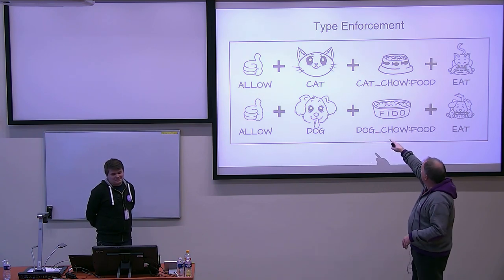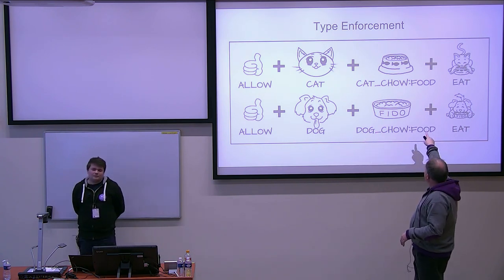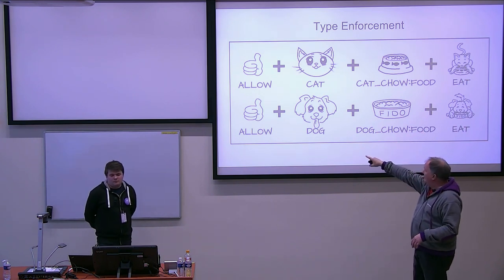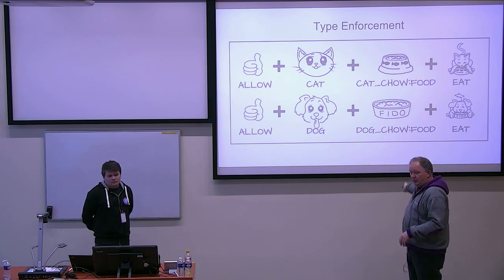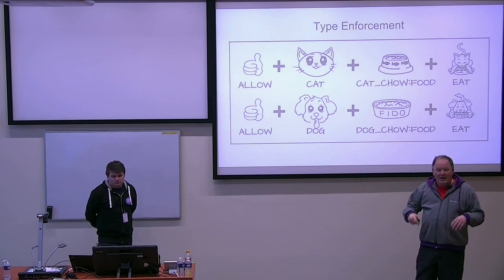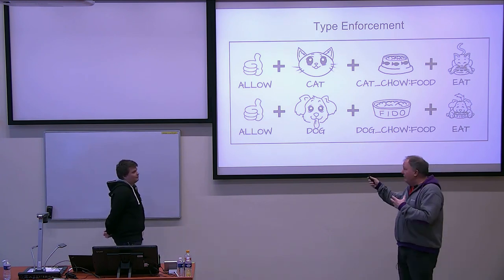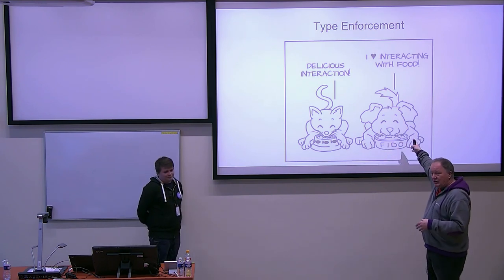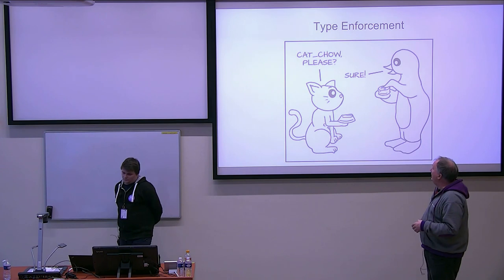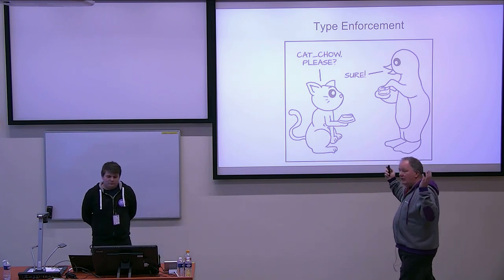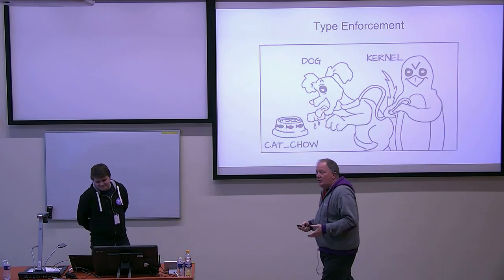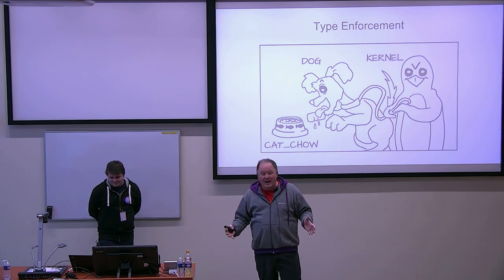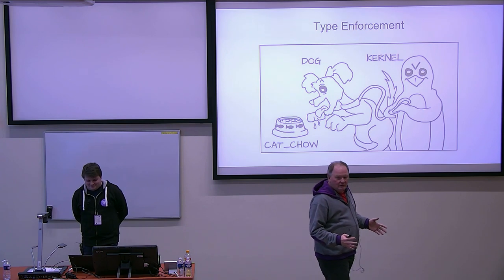Allow a cat process to eat cat chow in the category of food. Then we write a rule that says allow a dog to eat dog food. Everything's denied by default. We write these rules, then the cat is able to eat the cat food, and the dog is able to eat the dog food. The cat can get more from the kernel, gets more cat food, but when the dog tries to eat the cat food, the kernel steps in and blocks it. That is what type enforcement is.